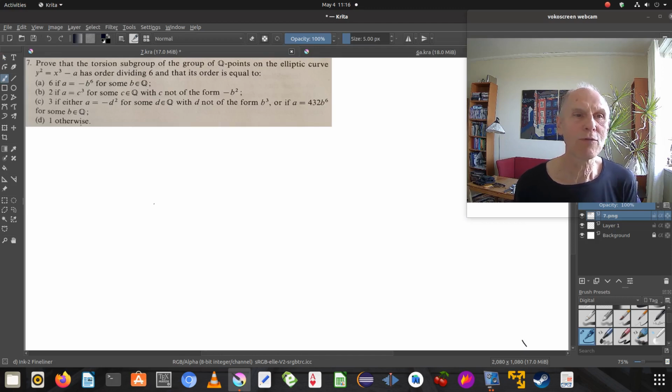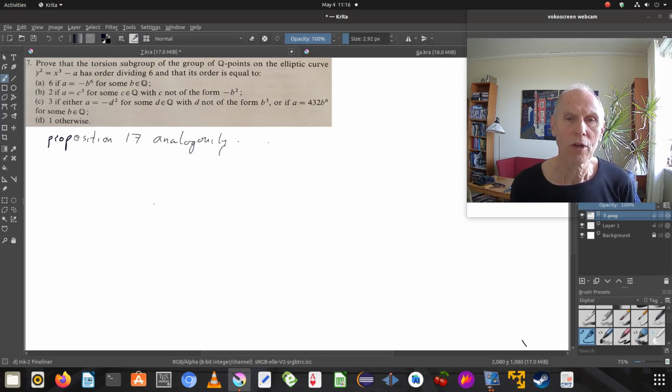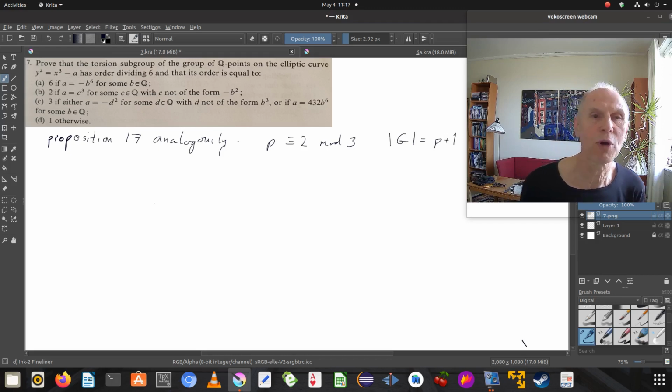And actually, we will of course be looking at primes equal to 2 modulo 3, where we know the order of the group being p plus 1 for large enough primes. Is that really correct? Maybe it's just analogous. So I believe that will be easy to do, if I understand the proof of proposition 17 correctly, of course.